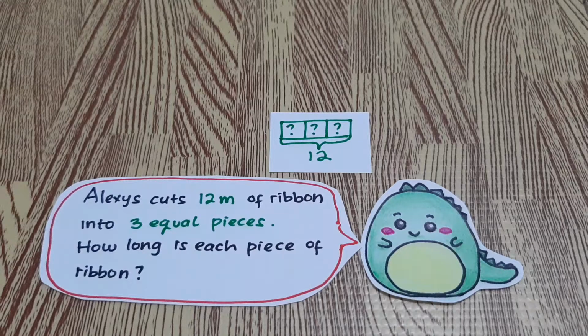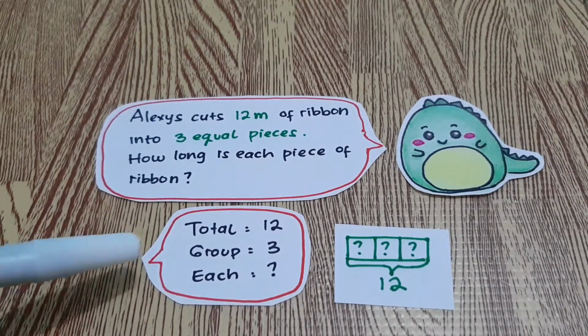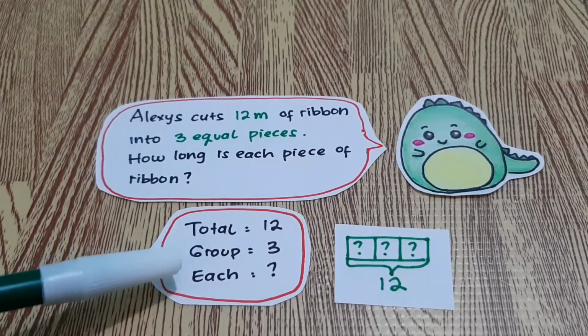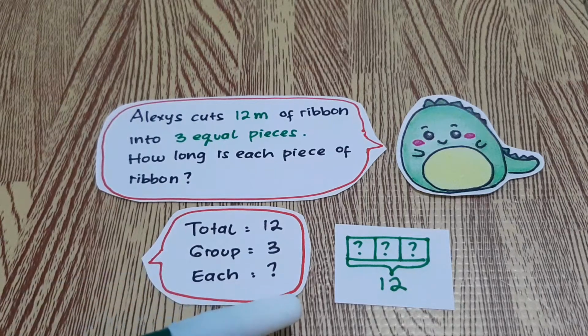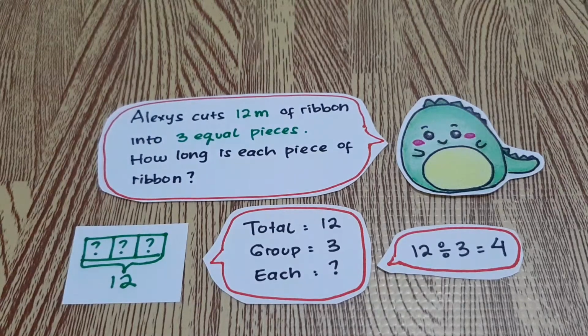Okay, so take a look. From the information, we know that the total is 12 meters and the group is 3 pieces. We don't know each of it. So the model will be like this. So how about the equation? Since we know the total, do we multiply it or do we divide it? Yes, since we know the total, we have to divide it. And so the equation is 12 divided by 3 equals 4.